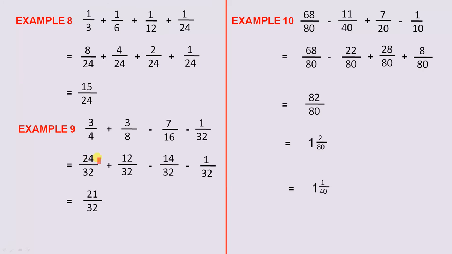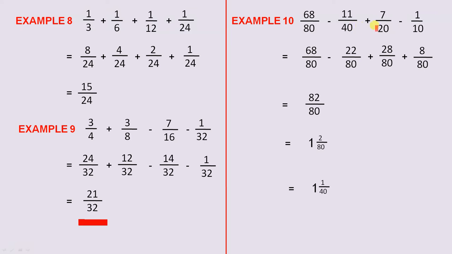So 24 plus 12 is 36. 36 take away 14 is 22. 22 take away 1 gives us 21. So the answer is 21 over 32.